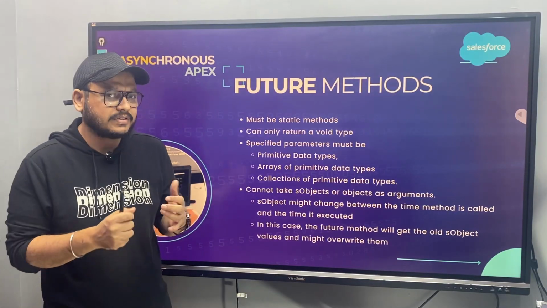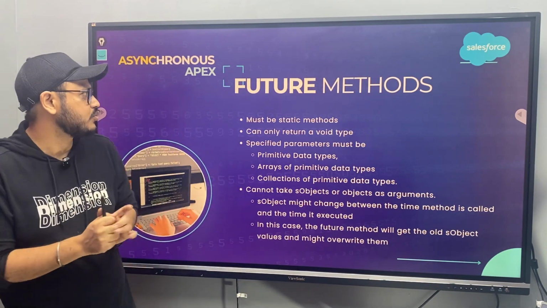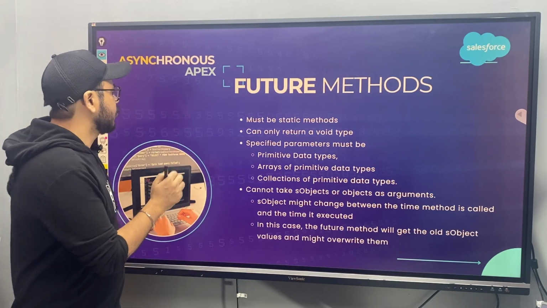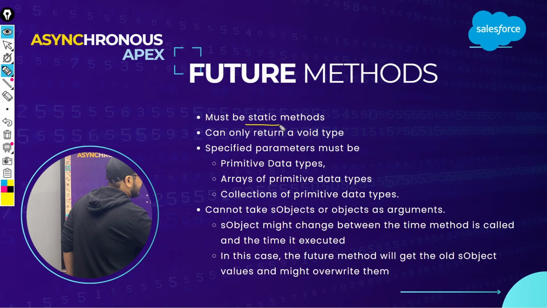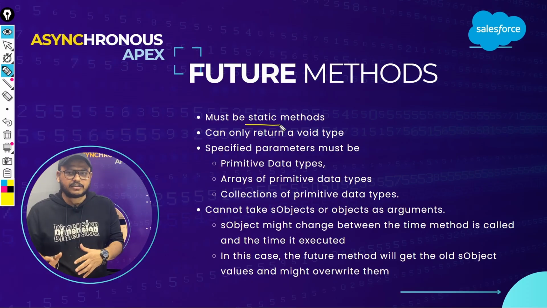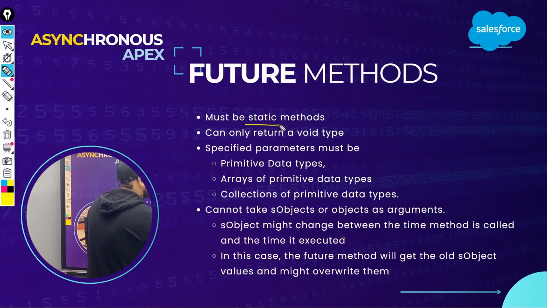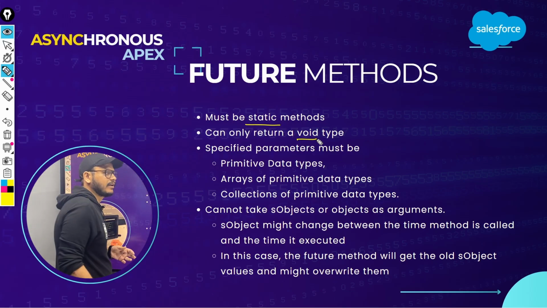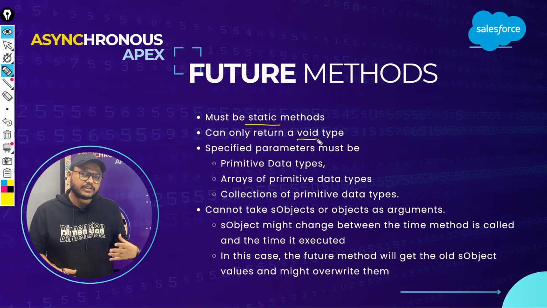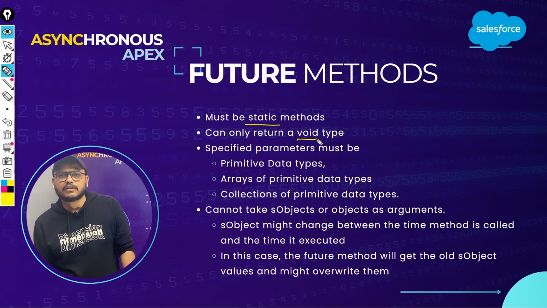However, there are a few things that we need to keep in mind while we are defining a future method. First thing, your future method is always a static method. It has to be a static method. It cannot be otherwise. So it is always required to be a static method, and it can only return a void type. So it cannot return a value. This method always has to return a void type.